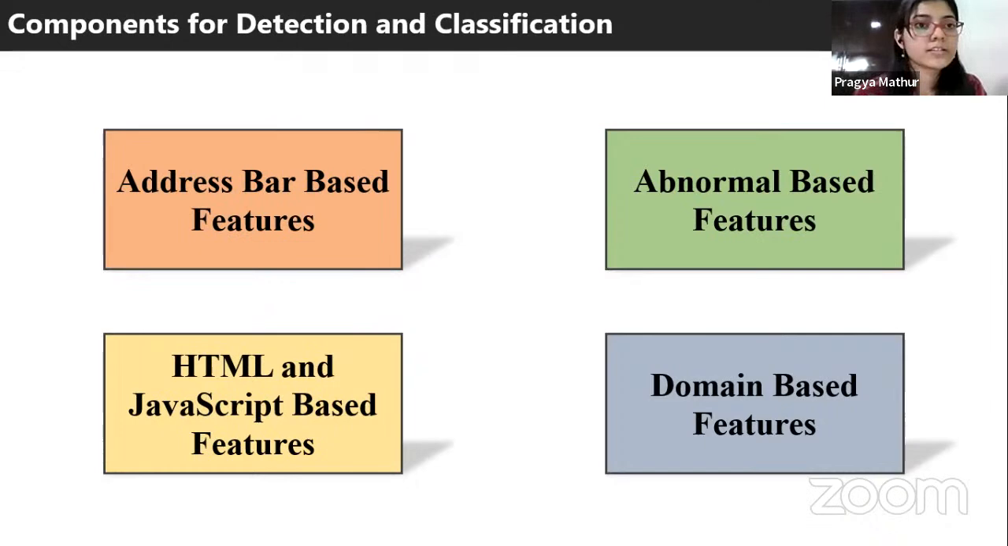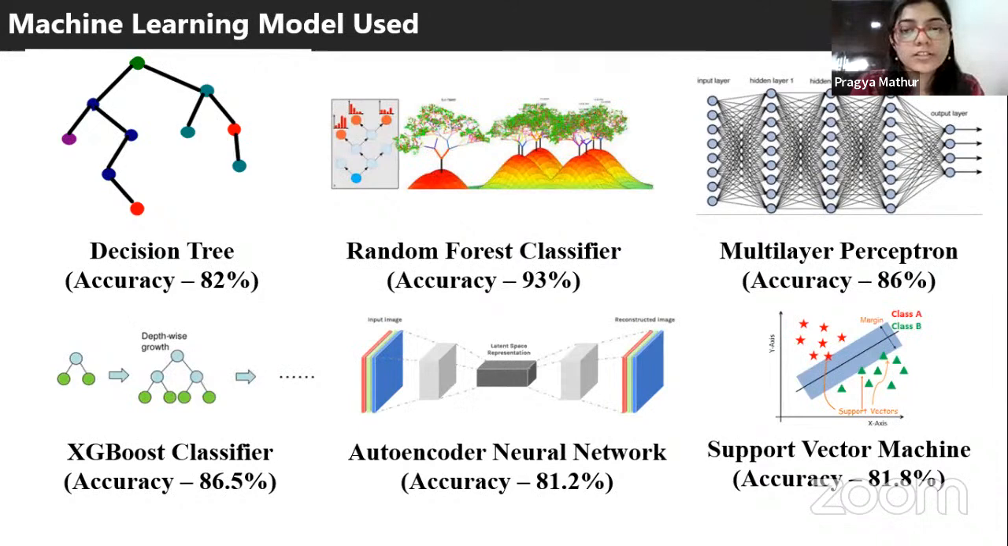Next is the machine learning model used. These are some of the machine learning models which we have already tested, and we got the maximum accuracy out of this one. We have been using the random forest classifier because it has an accuracy of 93%. The rest are a bit less than that. So we will be moving forward with the random forest classifier.